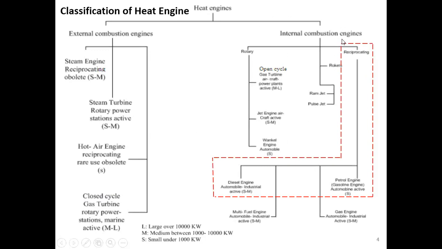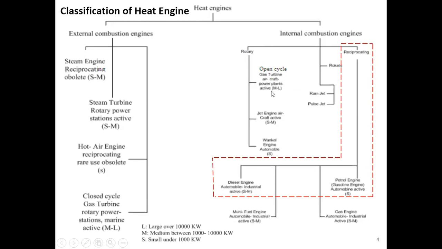On the internal combustion engine side, we have the rotary engines, the rocket, and the reciprocating engines. For the rotary engine, we have the open cycle gas turbine, which is different from the closed cycle gas turbine. Because in the closed cycle, the working fluid never leaves the cycle, but in the open cycle, the working fluid leaves the cycle, so we have to refill it. We also have the jet engines.